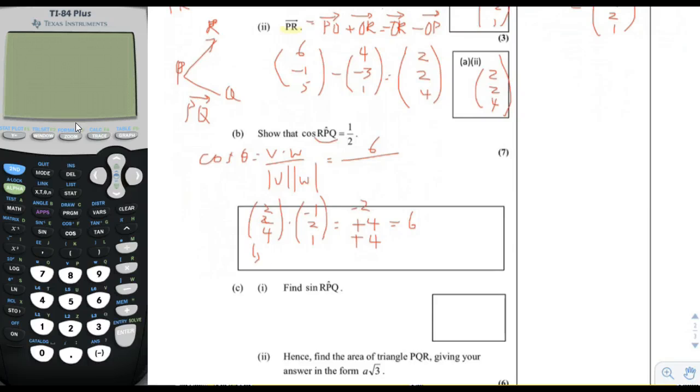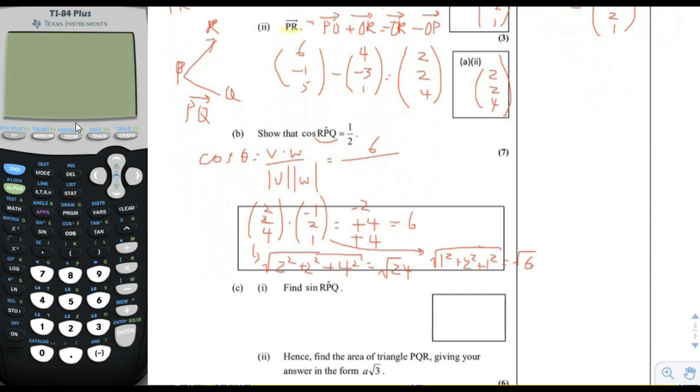The denominator would be the length of each of these vectors. The length of this vector we find using Pythagoras' theorem, an extension of Pythagoras' theorem in 3 dimensions. So it's equal to 2 squared plus 2 squared plus 4 squared, which is 4 plus 4 plus 16, 24, square root of 24. And then this next one is equal to the square root of 1 squared plus 2 squared plus 1 squared, so 1 plus 4 plus 1, which is the square root of 6.